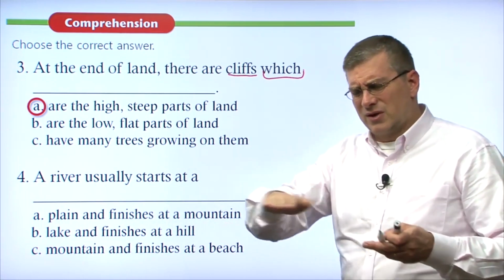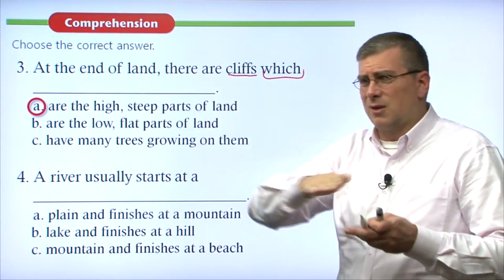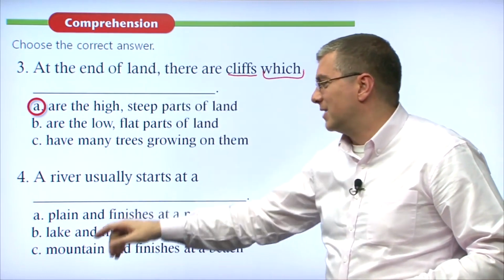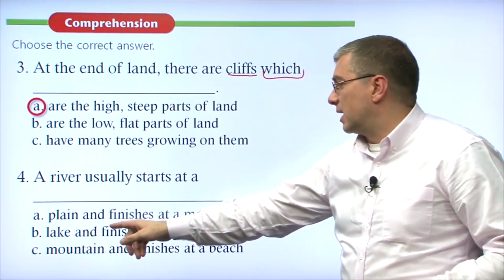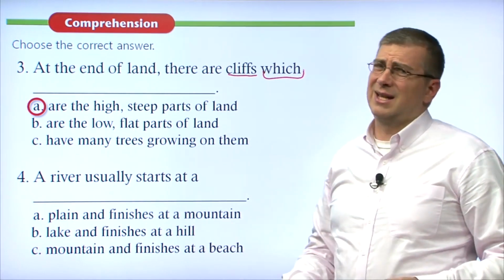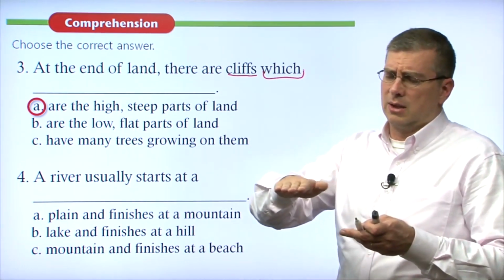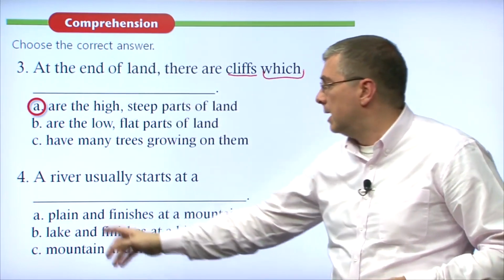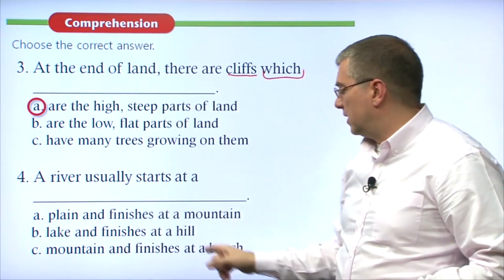So the river starts at a plain and finishes at a mountain? That would be strange, because the river would be flowing the wrong way. So A is not correct. B, starts at a lake and finishes at a hill. Again, that's kind of strange. Why would a river start at a lake and then finish at a hill? That's also going up. A river usually starts at a mountain and finishes at a beach.